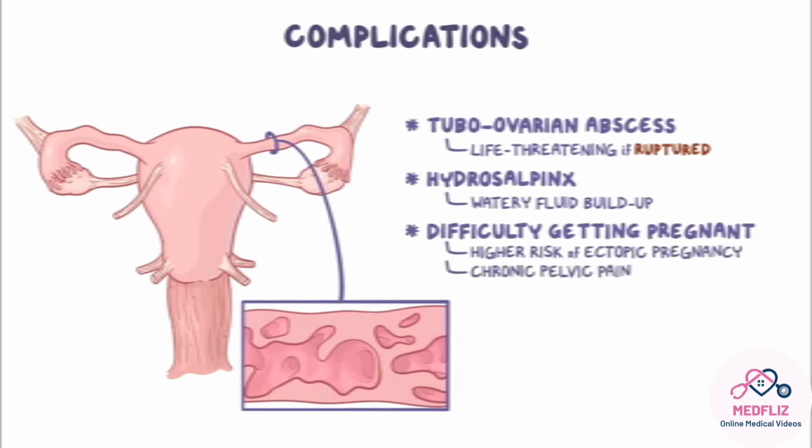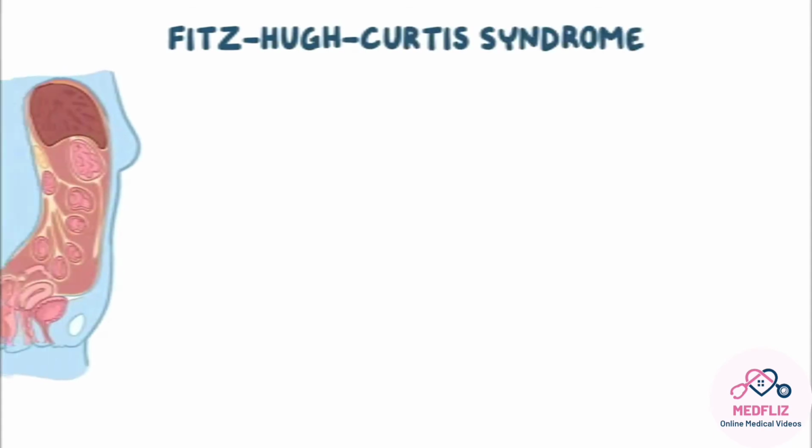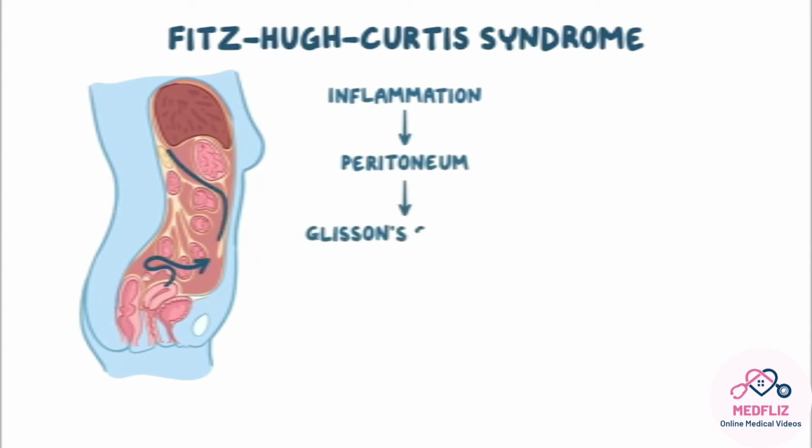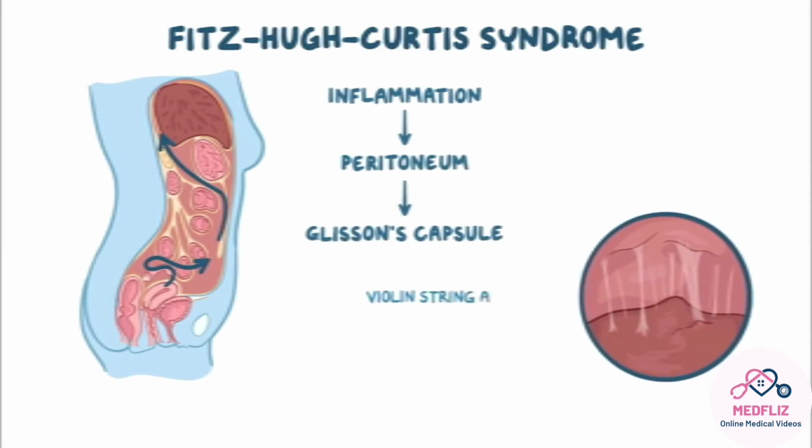Another complication is Fitz-Hugh-Curtis syndrome, which occurs when the inflammation of pelvic inflammatory disease spreads to the peritoneum, from where it travels to Glisson's capsule, which surrounds the liver. This results in violin string adhesions, a string of scar tissue that attaches the liver to the peritoneum.